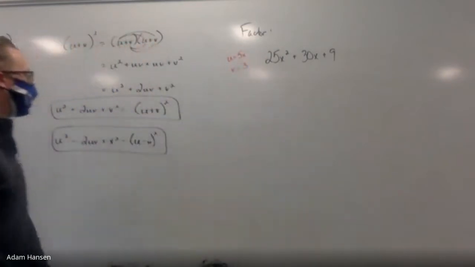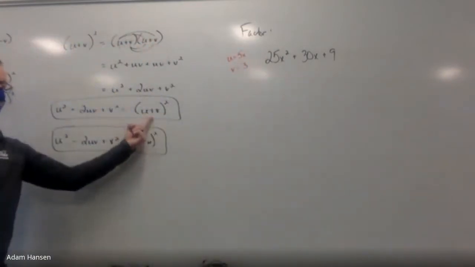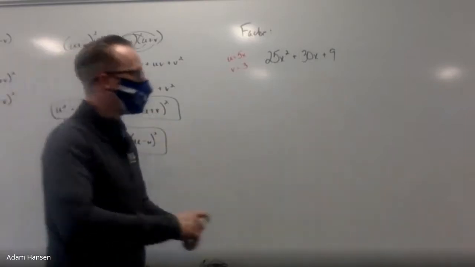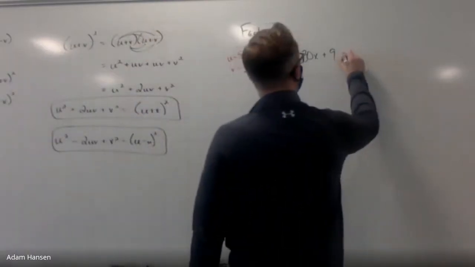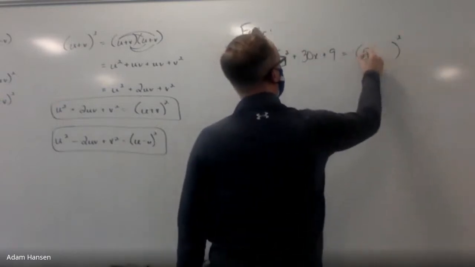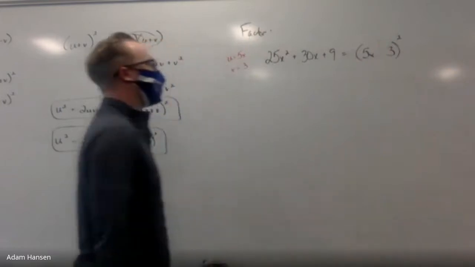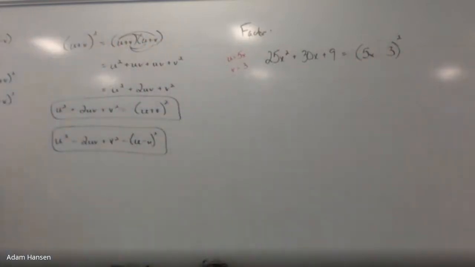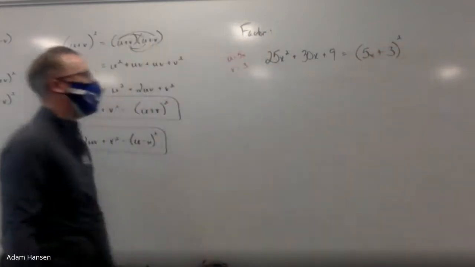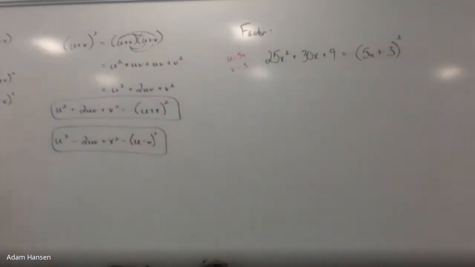Let's just plug that into our factor formula. Write our answer. I'll replace u with 5x. I'll replace v with 3. Write a single quantity squared. Put a 5x here. Put a 3 there. What sign goes in the middle? Is it addition or subtraction? Plus or minus? Plus. Why do you know it's plus? Everything positive.